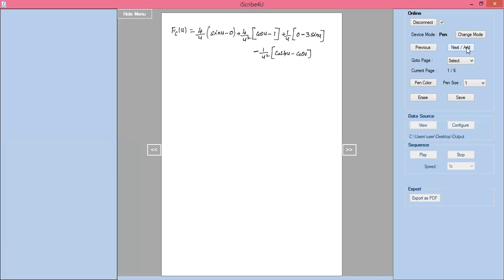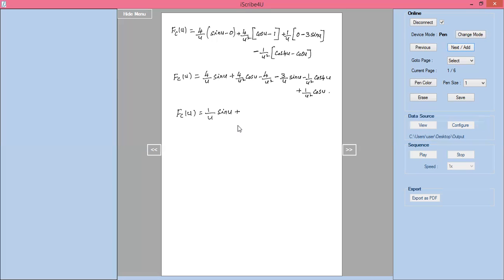Now, if I simplify all the terms, I'll get Fc of u equal to 4 by u into sine u plus 4 by u square into cos u minus 4 by u square minus 3 by u into sine u minus 1 by u square into cos 4u plus 1 by u square into cos u. Now 4 by u sine u minus 3 by u sine u is 1 by u sine u.